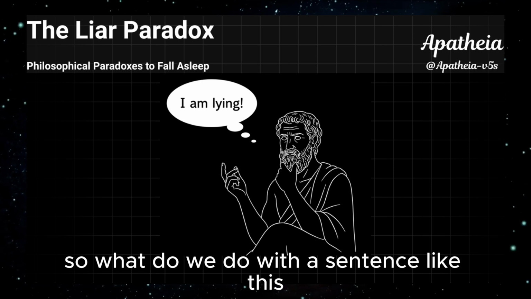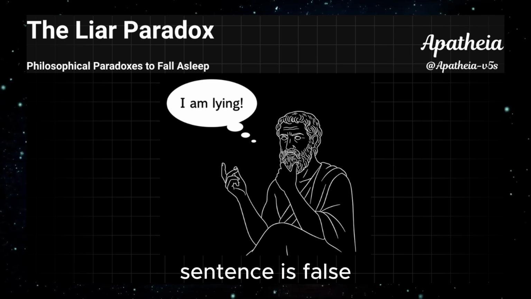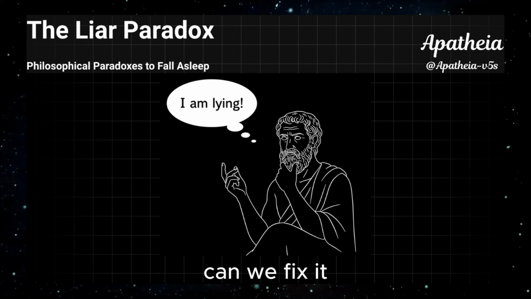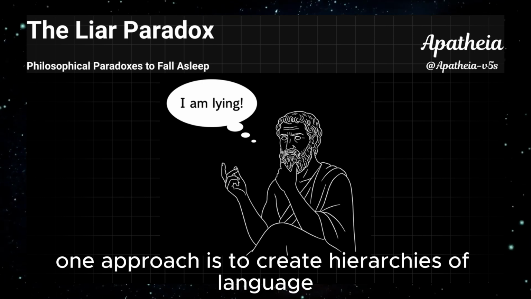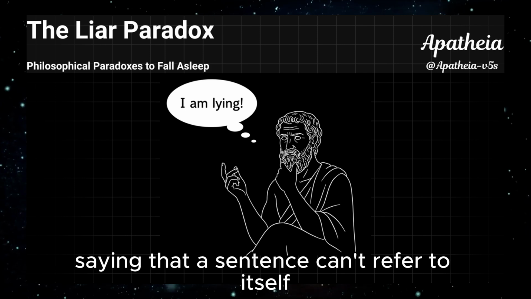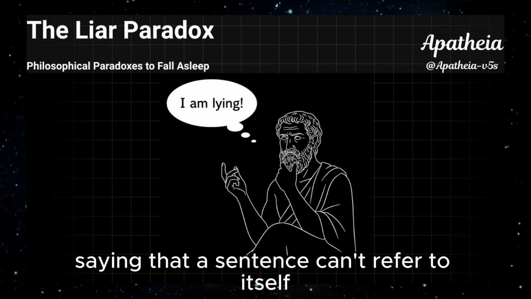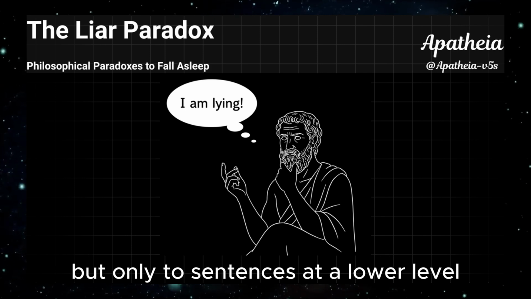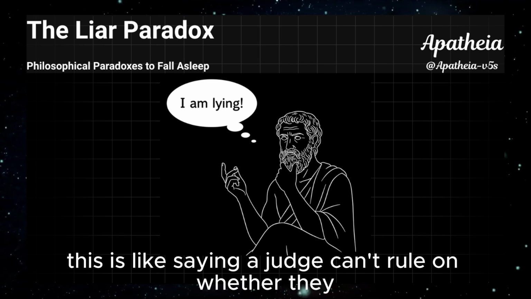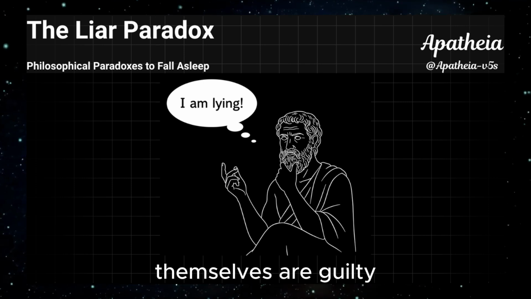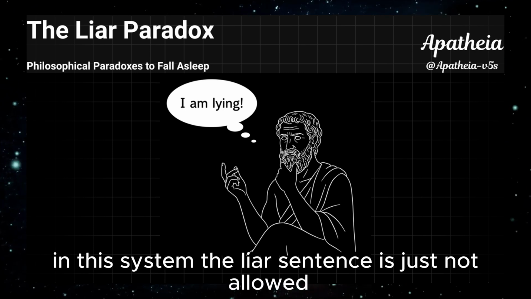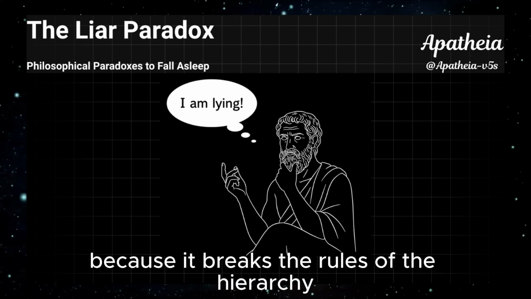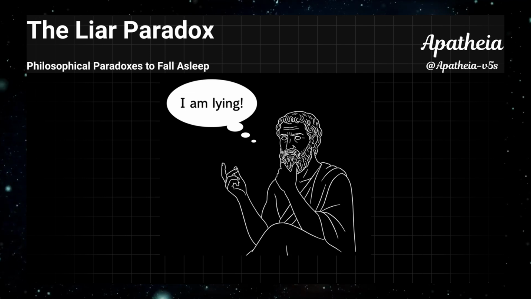So what do we do with a sentence like, "This sentence is false"? Can we fix it? Some logicians have tried. One approach is to create hierarchies of language, saying that a sentence can't refer to itself, but only to sentences at a lower level. This is like saying a judge can't rule on whether they themselves are guilty. They need another level of authority. In this system, the liar sentence is just not allowed because it breaks the rules of the hierarchy.